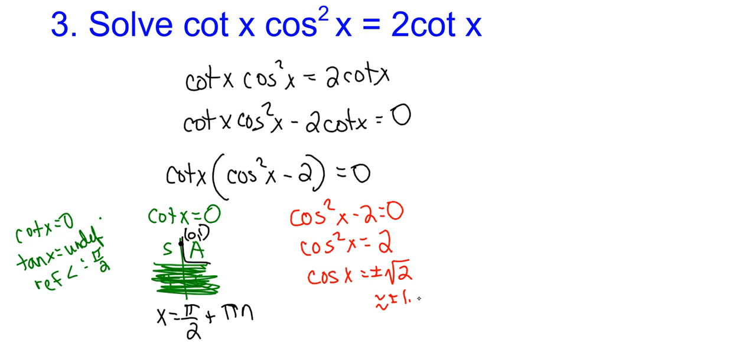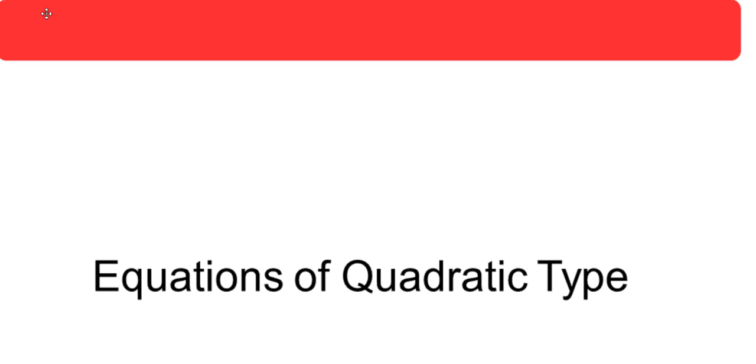What do we know about our maximum and minimum values of cosine? Our range for cosine is from negative 1 to 1 inclusive. So we can't get 1.414. So there is no solution on that side. But keep in mind, we still have that set of values that does work. So we're going to stop this part right now. And our next part is equations of quadratic type. I think we factored things before that looked quadratic-like, and that's what we're going to deal with in this next part. So that concludes part 1.